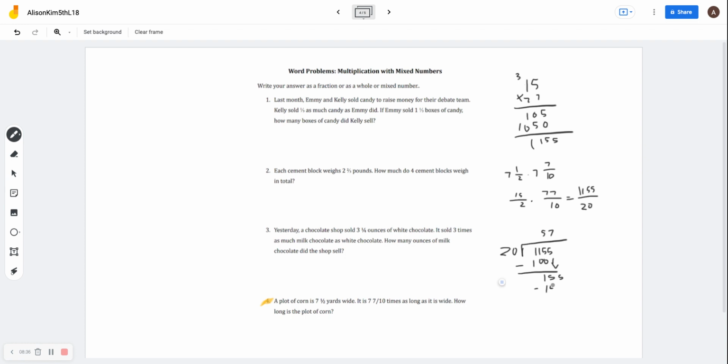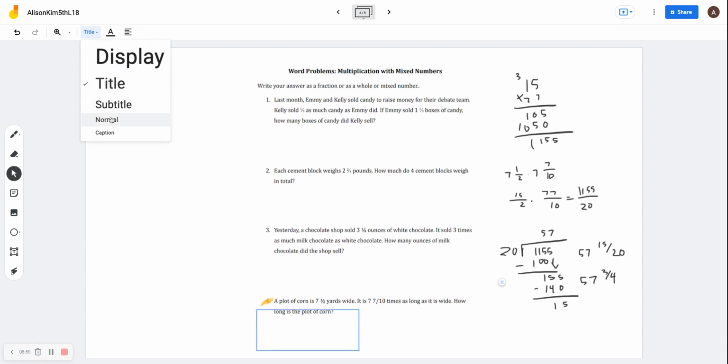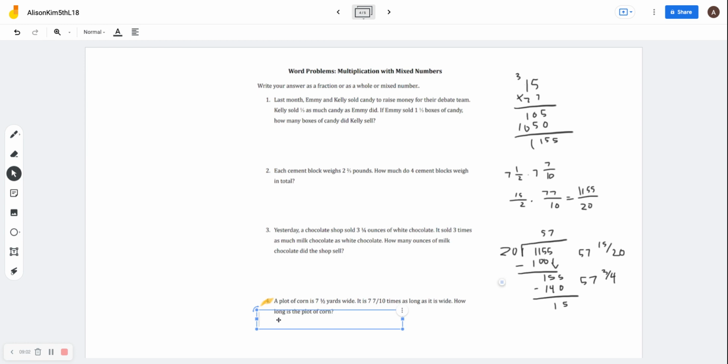So we get 155 minus 140. 5 minus 0 is 5. 5 minus 4 is 1. So our mixed number would be 57 and 15 over 20. However, we can simplify this even further and get 57 and, taking out 5 from each, 3/4. But this is a word problem, so we need to label it. So we have 57 and 3/4 yards long because we're looking for the length, right? And that'll be your answer. So make sure to label.